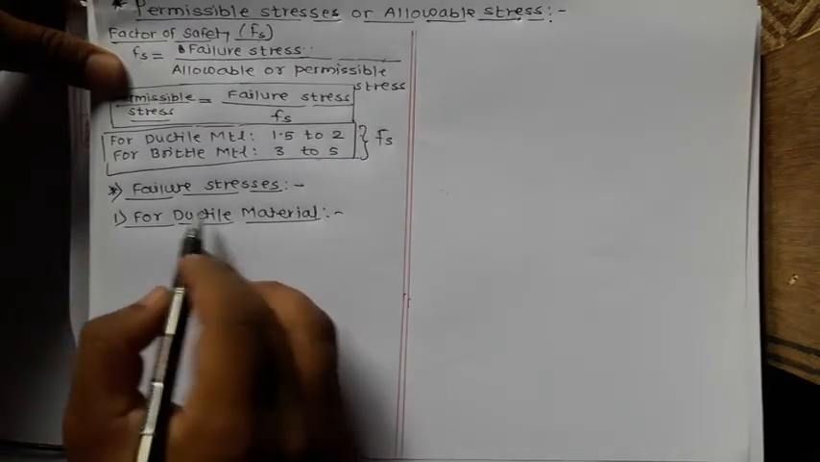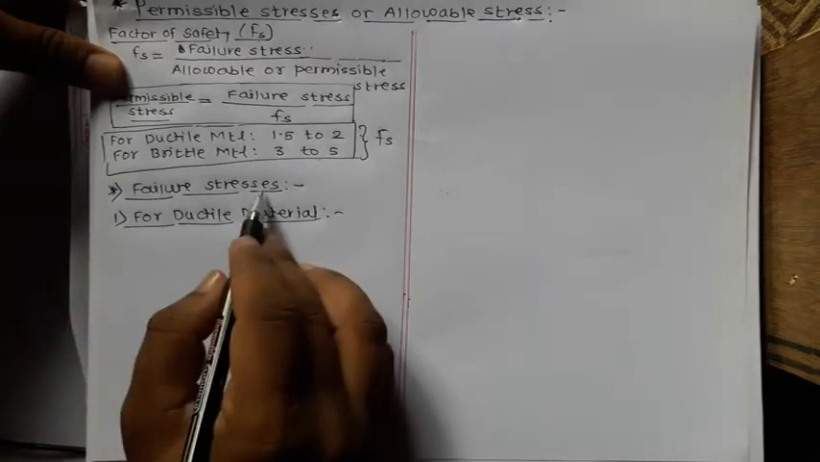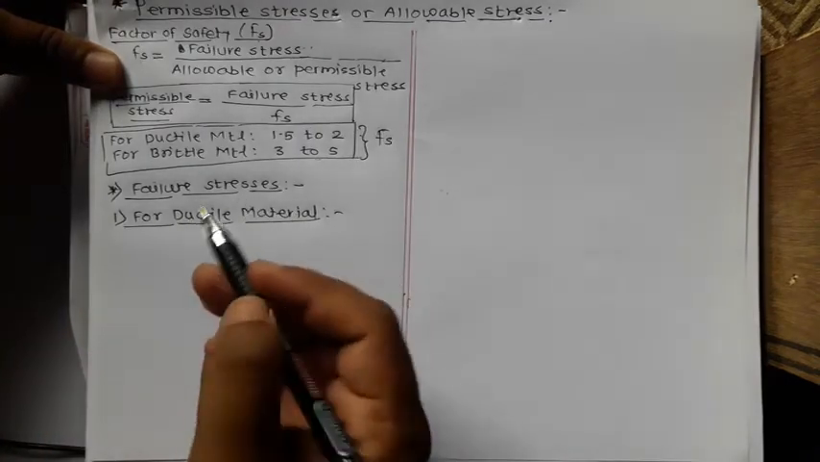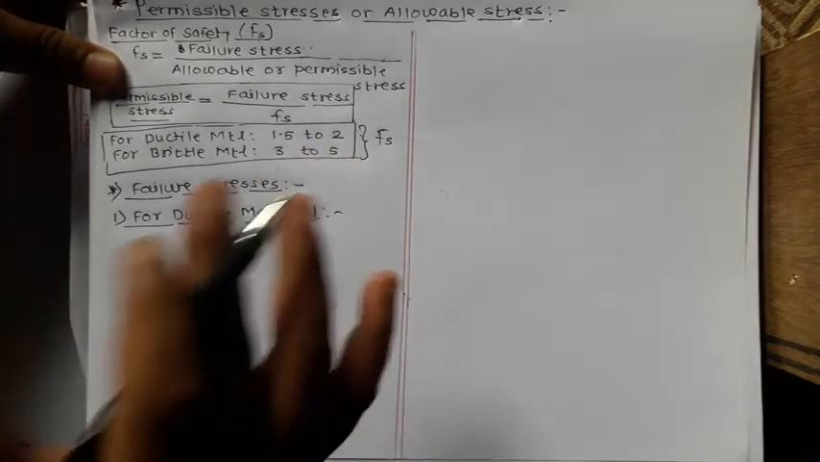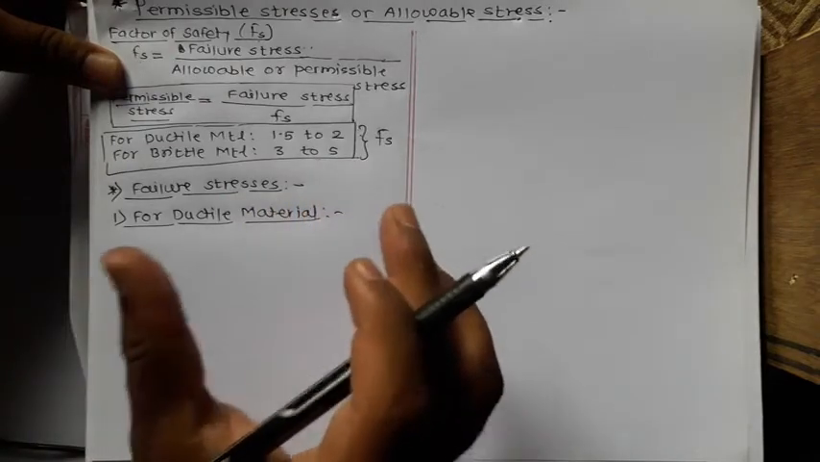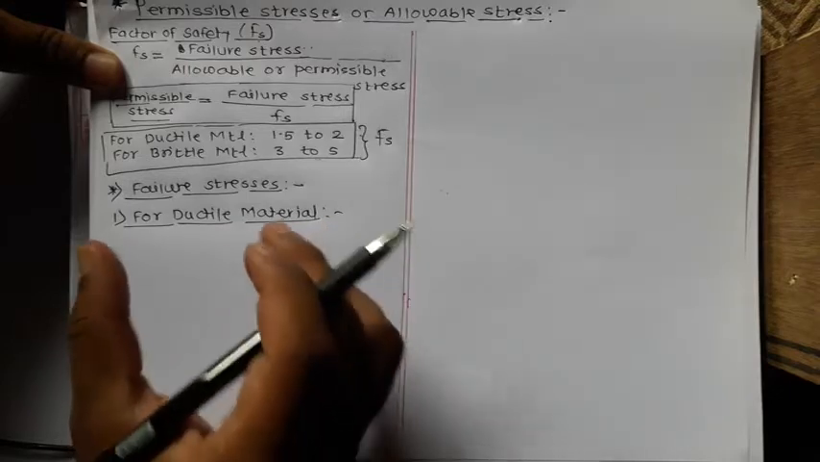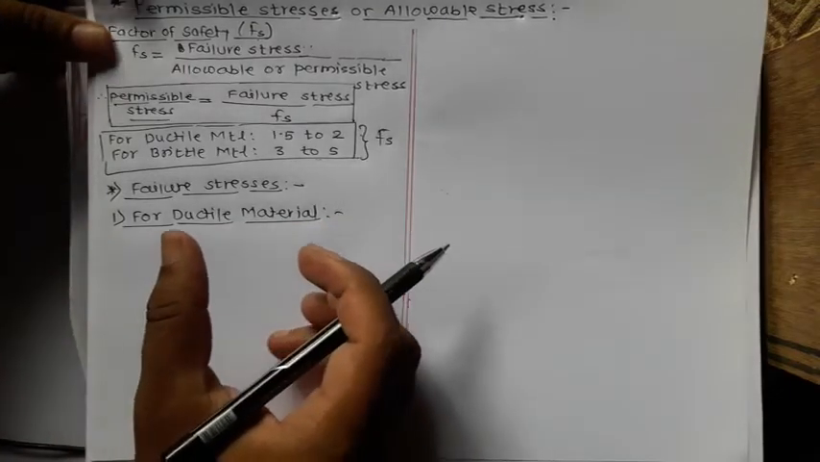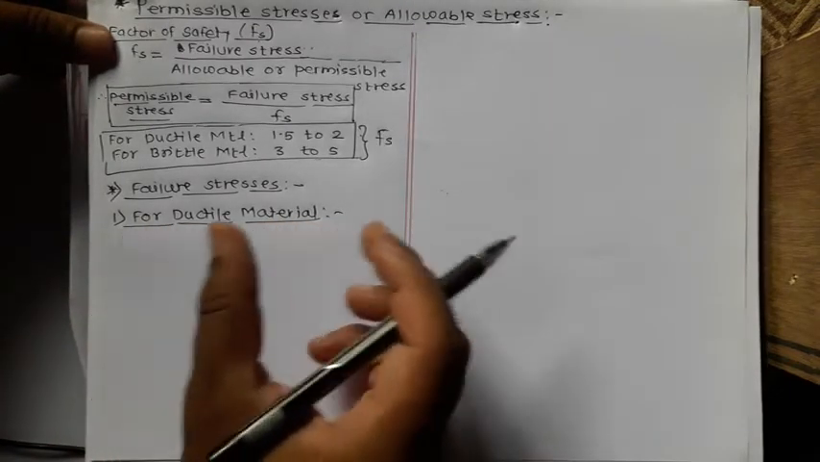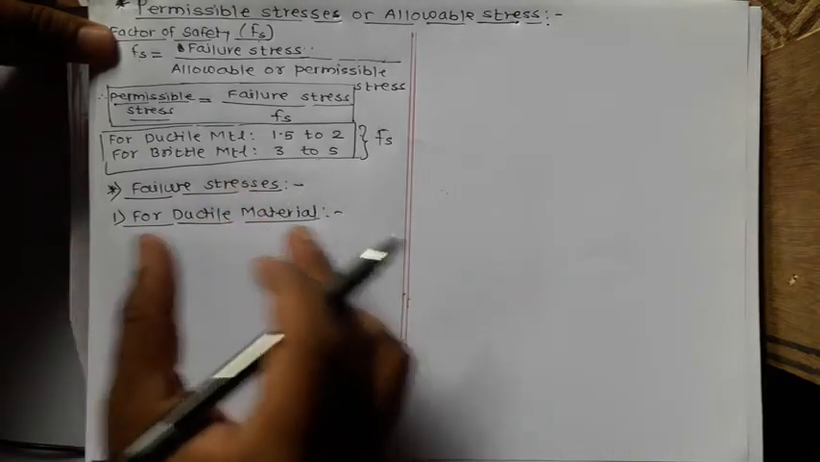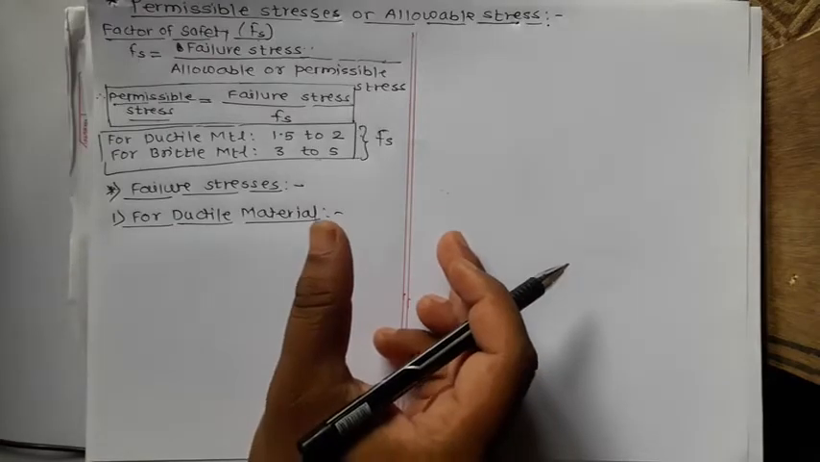Now why are we making separate categories for failure stresses, separately for ductile material and separately for brittle material? Because the failure stresses for ductile material are different and failure stresses for brittle material are different, because both materials have different characteristics. Ductile material deforms permanently before failure, but brittle material does not deform before the failure. So failure stresses for ductile material are different and for brittle material are different.